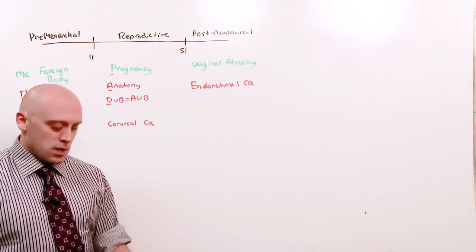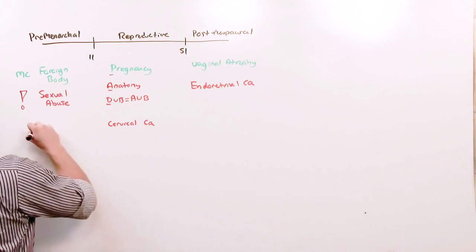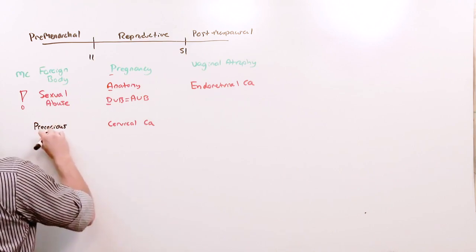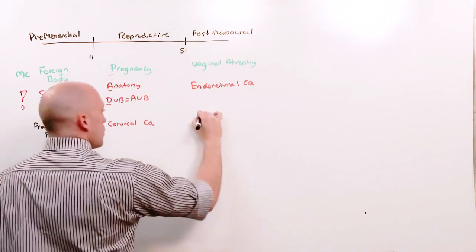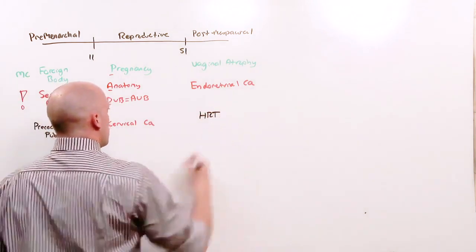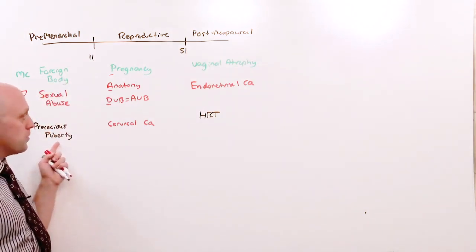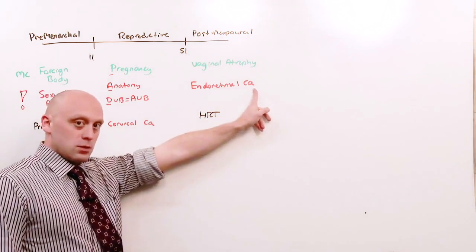Some other stuff you want to consider in the premenarchal age group is going to be precocious puberty. And in the postmenopausal group will be hormone replacement therapy. Precocious puberty is going to be discussed in the puberty lecture. Endometrial cancer is discussed in the endometrial cancer lecture.